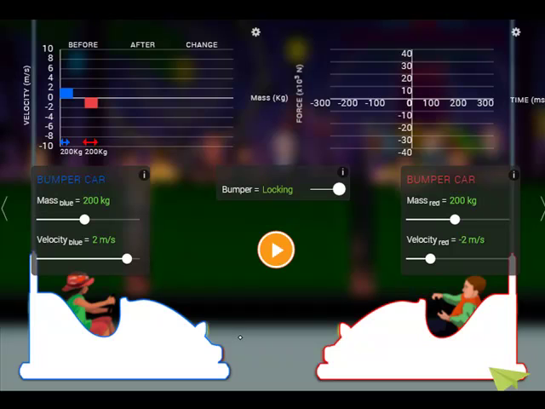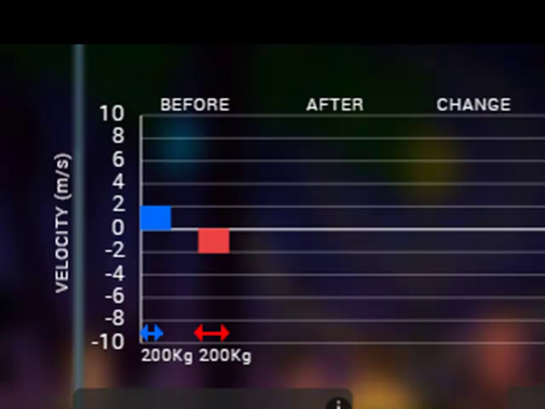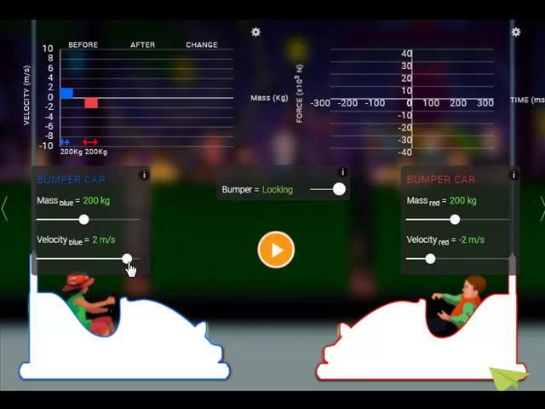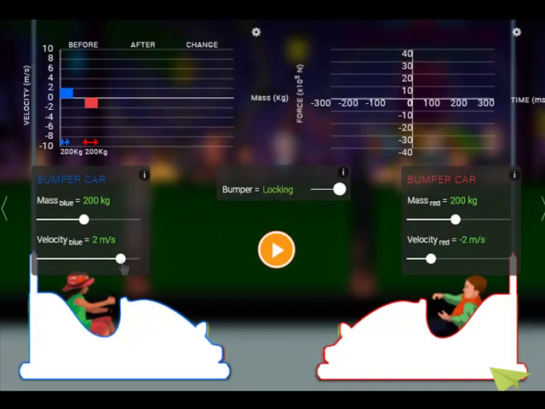Hey, in this little simulation we can represent our momentum by these red and blue rectangles, same as we've done before. The width of the rectangle represents the amount of mass that we have, so I can change the mass by just sliding this around. I can change the height of the rectangle by sliding this slider back and forth. Notice that if I go negative, the bar drops below the x-axis. I'll leave this at 2 meters per second in the positive direction.